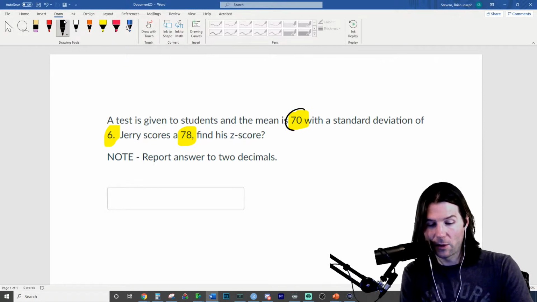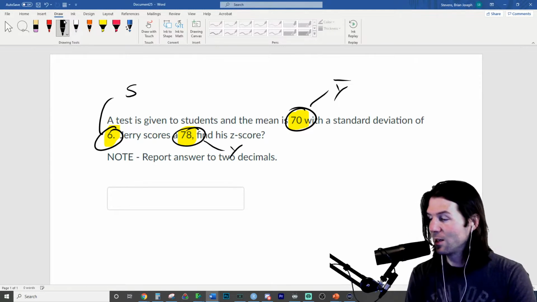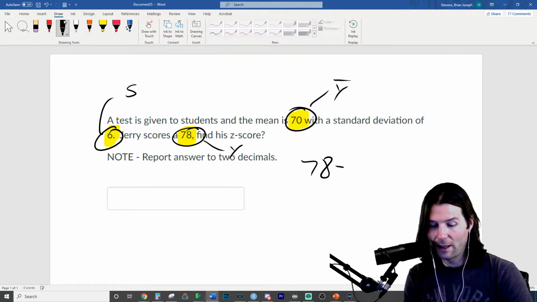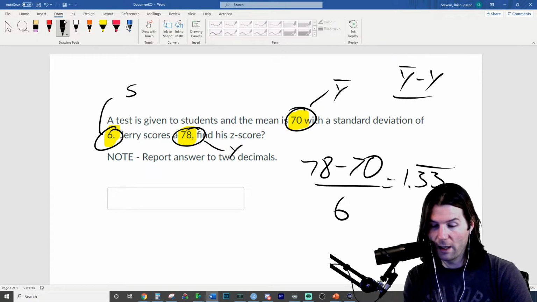So we always highlight what we're talking about here. This is the mean, which is y bar. This is Jerry's score, which is y. And this is the standard deviation, which is s. Great job, Layla, right there. You got it. Observation minus mean over standard deviation is equal to 1.33333, I think, repeating. And that is y bar minus y over s.